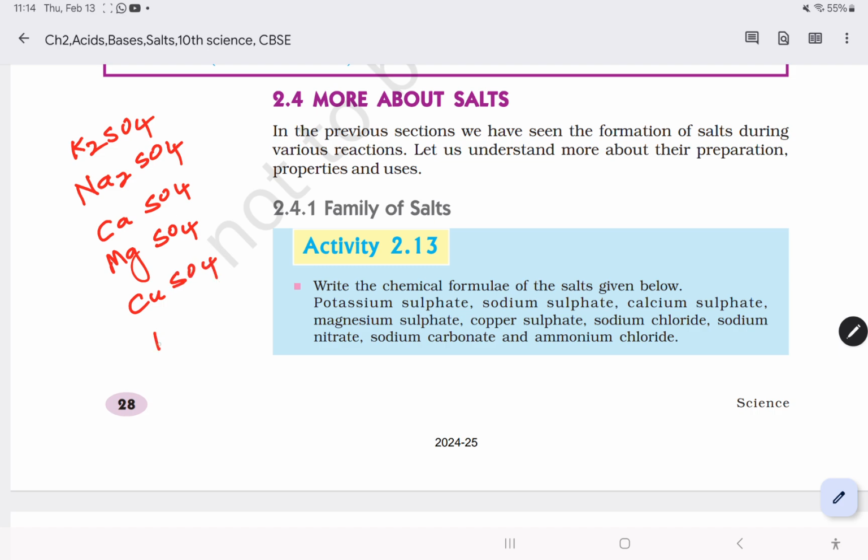Sodium chloride is NaCl, and sodium nitrate is NaNO3. Sodium carbonate is Na2CO3, and ammonium chloride is NH4Cl. These are the chemical formulae for the different types of salts.